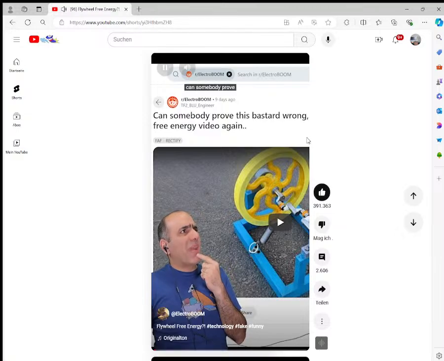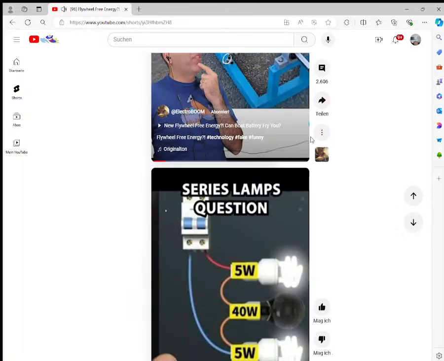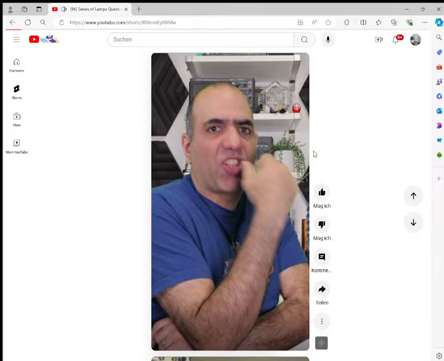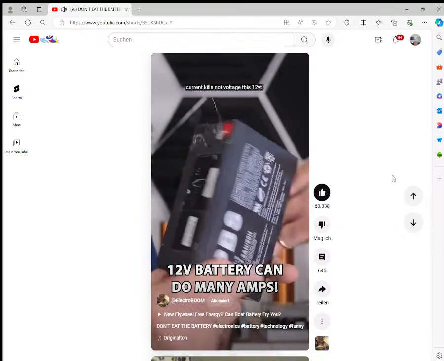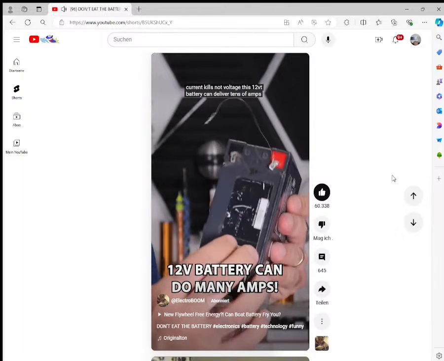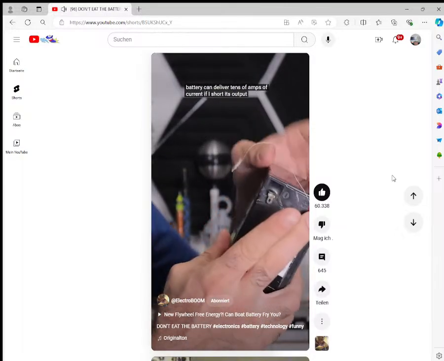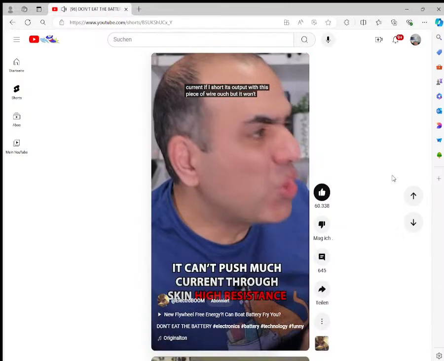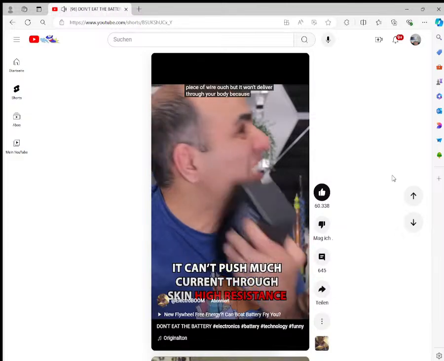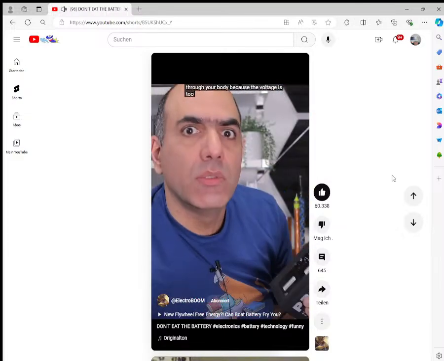Can somebody prove this person wrong who made a so-called "5-watt current kills, not voltage" claim? This 12-volt battery can deliver tens of amps of current if I short its output with this piece of wire. Ow! But it won't deliver through your body because the voltage is too low.